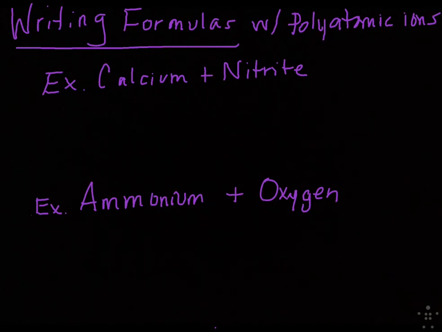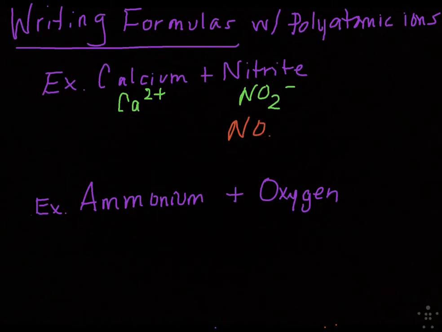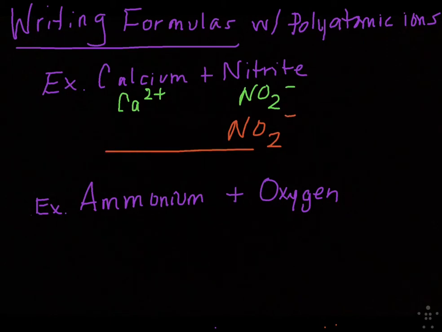First example, calcium and nitrite. I know calcium is just a regular old ion off the periodic table, so I can write Ca2+. But nitrite does not come off the periodic table, which tells me it's a polyatomic ion. So I look at a chart like the one I showed you before, and I know that it is NO2-. So now, just balance your charges just like before. I have 2 positives but 1 negative, so I'm going to need another one of these. There we go. So now we have 2 pluses and 2 minuses.